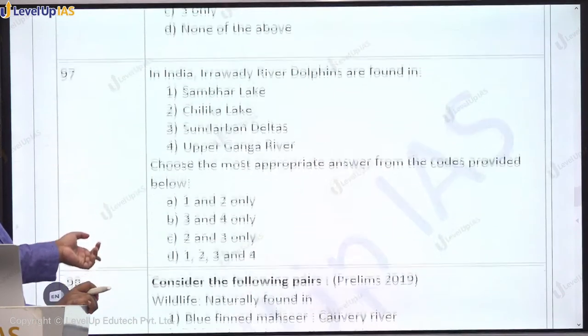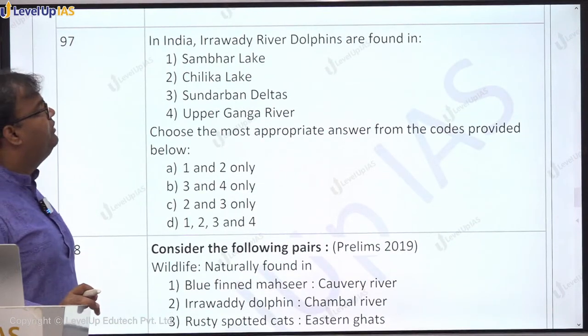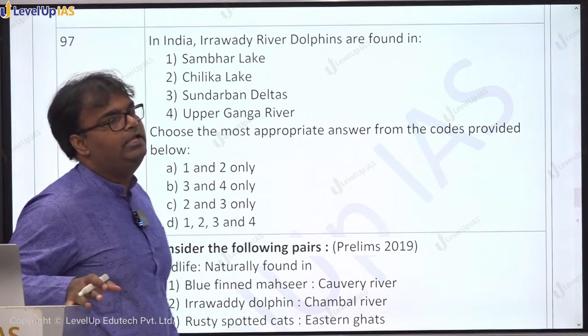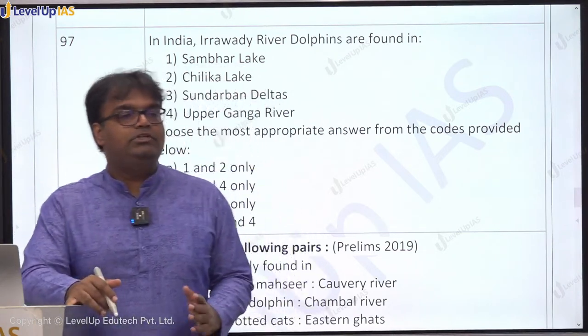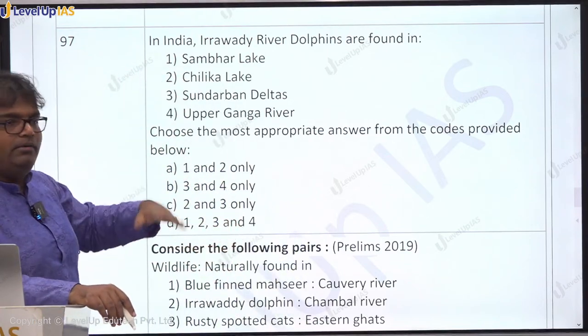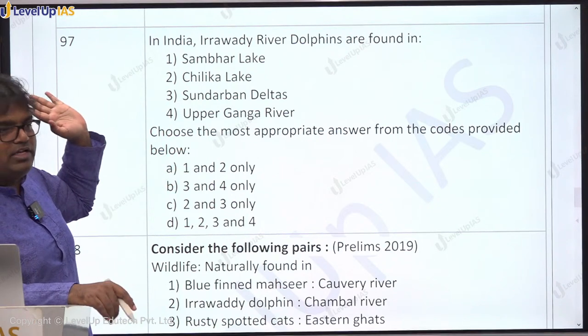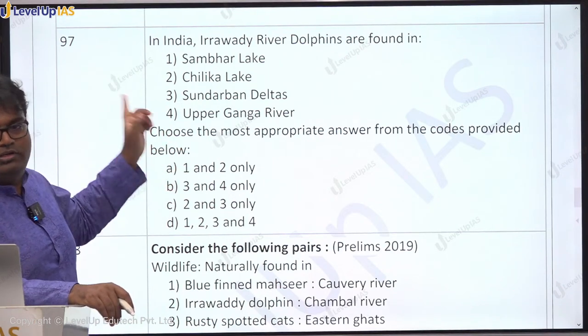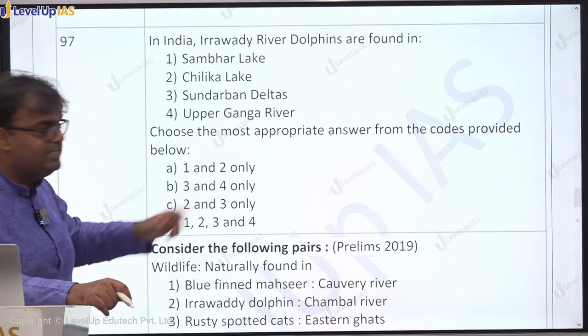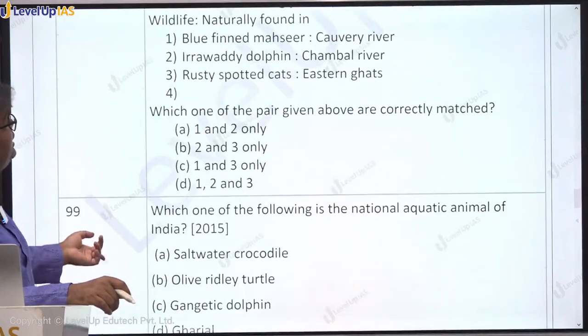96 D. 97. In India, Irrawaddy River dolphin are found in. See, 2-3, yes. Look at the case of the Irrawaddy dolphin. It lives in brackish water. Sometimes it goes into the Irrawaddy River region. So Sundarbans, Chilika, brackish water. Sambhar Lake is far inland, and it is not oceanic. So it wouldn't be able to live in Sambhar. So 2 and 3. 97 C is the answer.